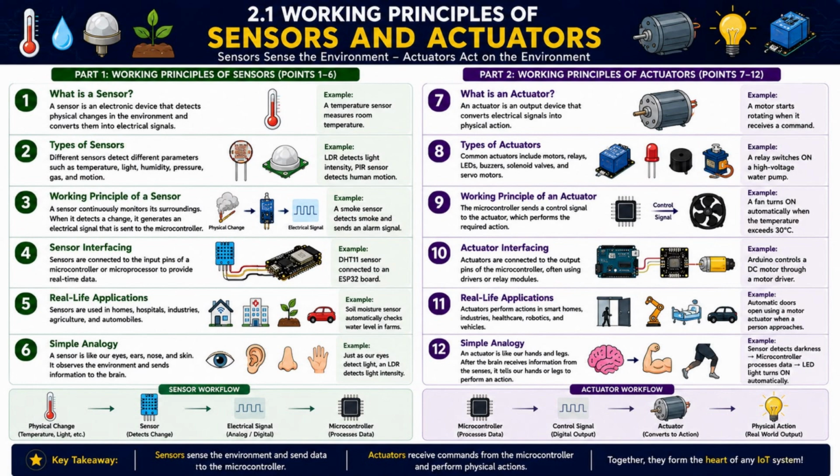Working principle of sensor, can you tell? A sensor continuously monitors its surroundings. Whenever it detects a change in the surroundings, it generates an electrical signal that is sent to the microcontroller, that is the brain. Then what will happen? Then the microcontroller will take proper action with the help of the actuator. What example can you tell here? A smoke sensor detects the smoke and sends an alarm signal.